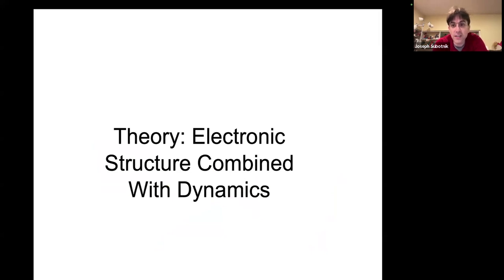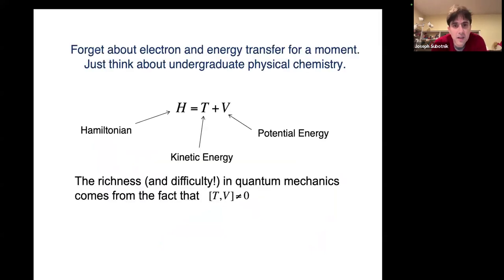So how does this work? What's the theory of this motion? And the idea is it's simply electronic structure combined with dynamics. Okay, so understand this. Let's just go back to the essence of the electronic structure problem. In electronic structure, we know always that the Hamiltonian is a combination of kinetic energy and potential energy. In the electronic structure problem, we know what this means.